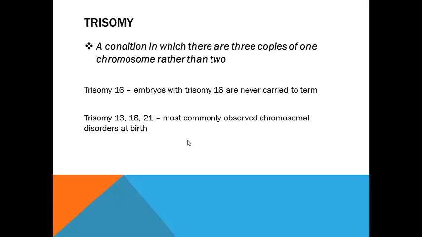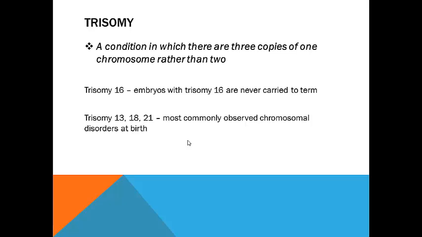Trisomy. This is a condition in which there are 3 copies of one chromosome rather than 2. Trisomy 16, or embryos with trisomy 16, are never carried to term. Trisomy 13, 18, and 21 are the most commonly observed chromosome disorders at birth.